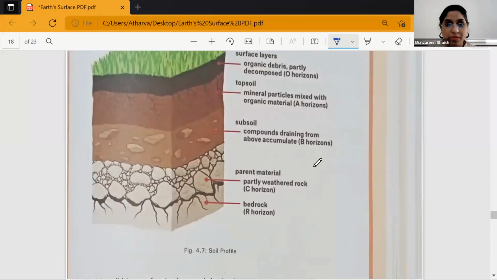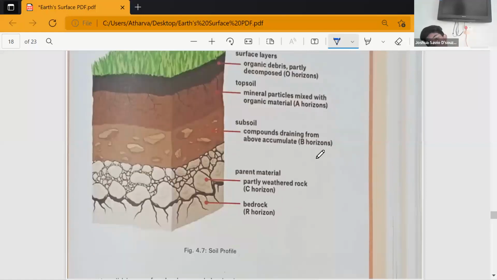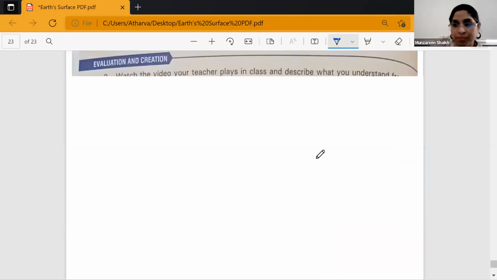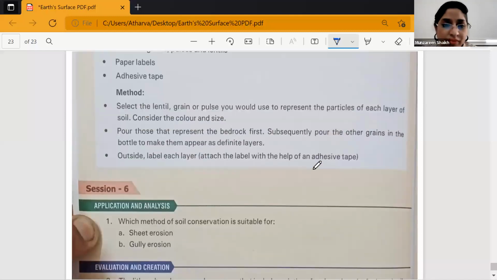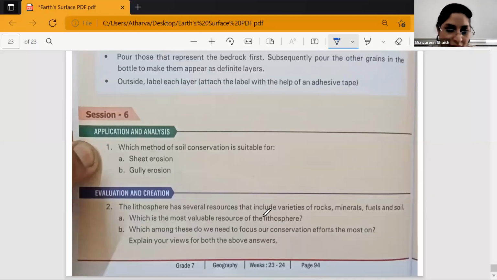So the layers should be visible to us. All right, Joshua. Yes, ma'am. Okay. Everybody understood the activity? Yes, ma'am. Any questions related to the activity, children? No, ma'am. No questions? Okay. So then we'll continue with the discussion.